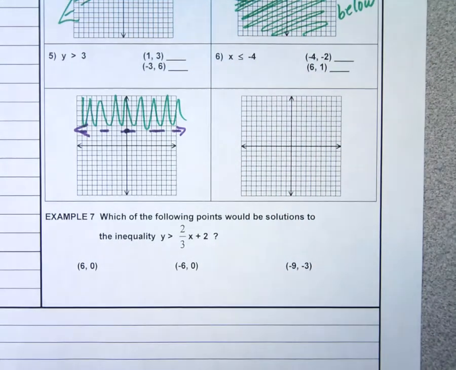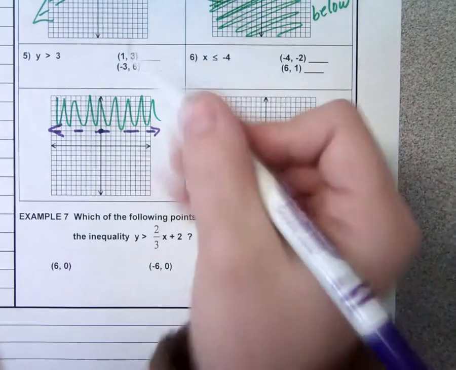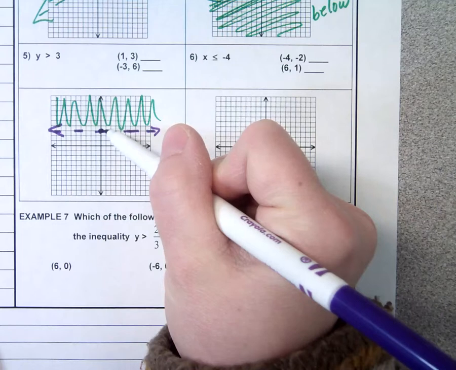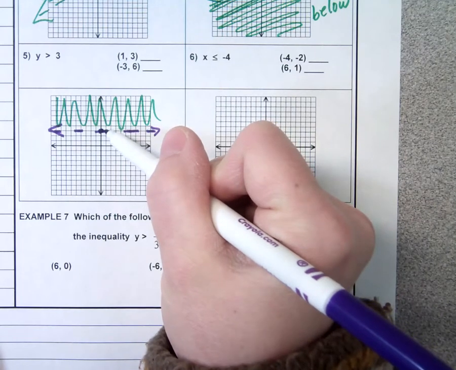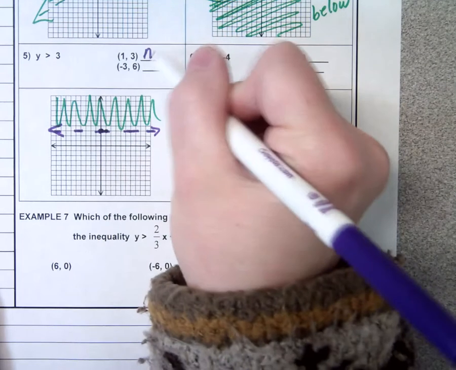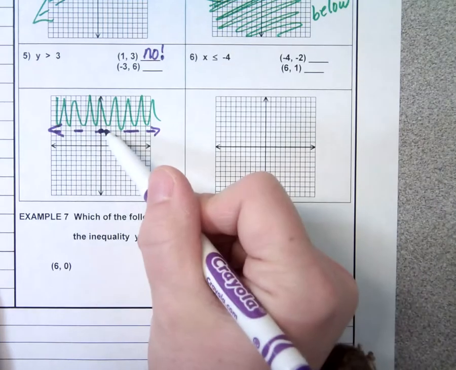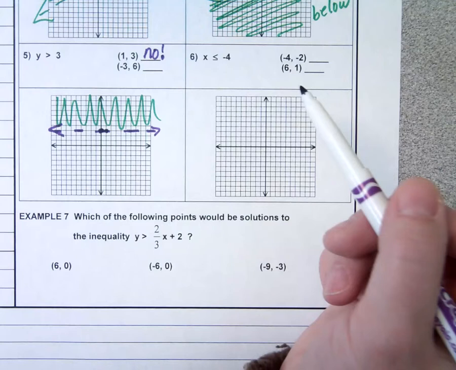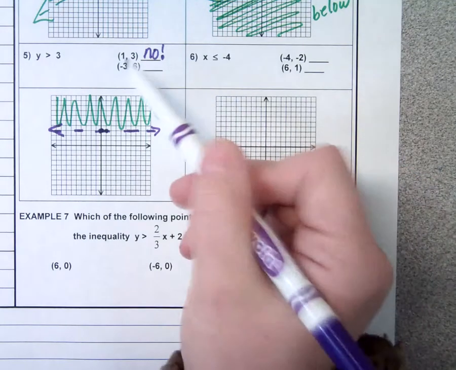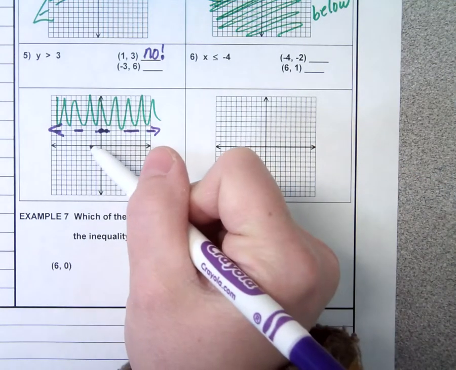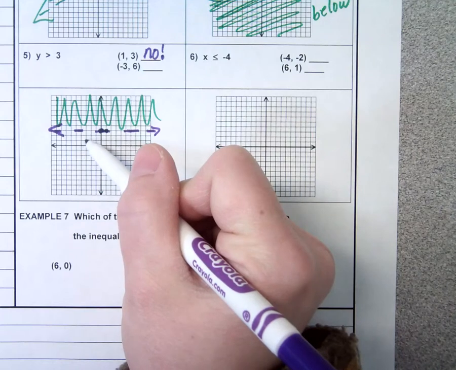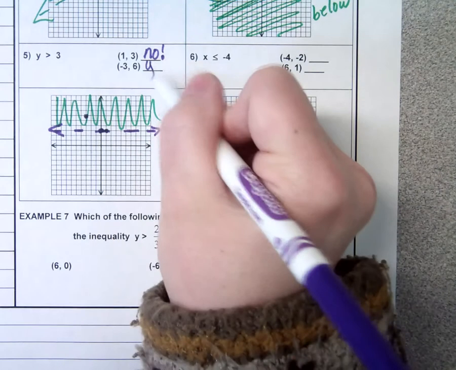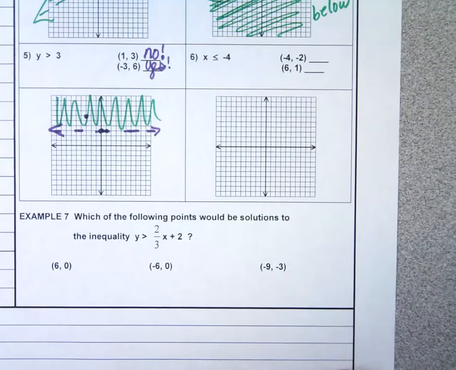Okay, let's see if these guys over here are solutions. 1, 3. I go right 1 and up 3. That's on the line. Is my line a solid line? Nope. So the answer is no. It's on the line, but because the line is dashed, it's not a solution. Okay, negative 3, 6. I go left 3, and I go up 6. 1, 2, 3, 4, 5, 6. Is that in my shaded section? Yes, it is. So I know it's a solution.